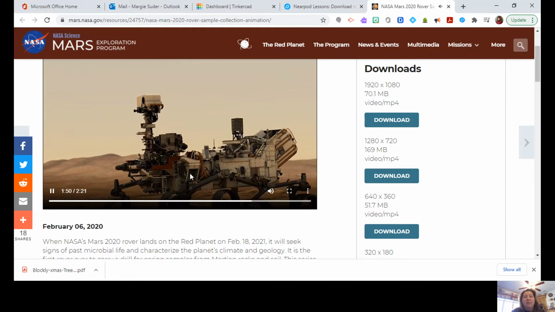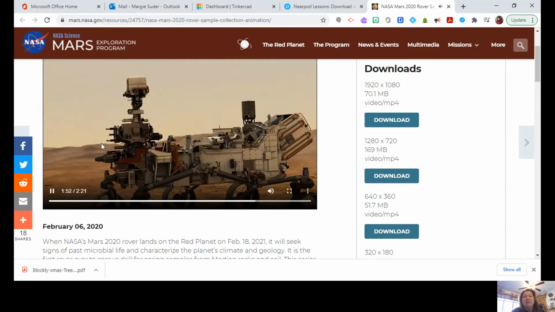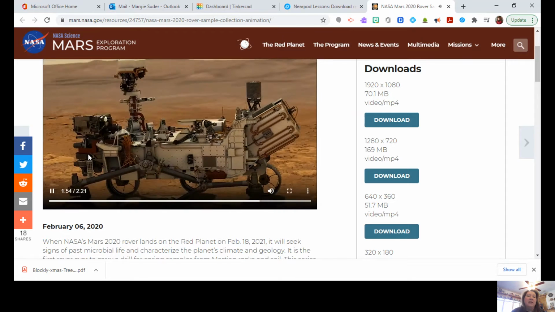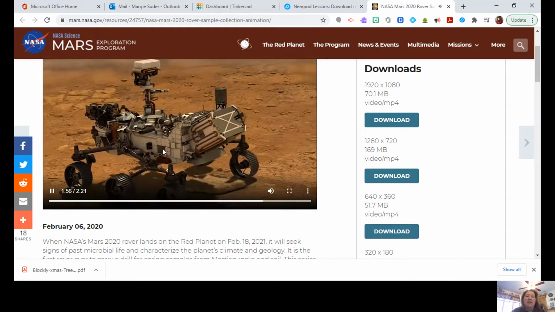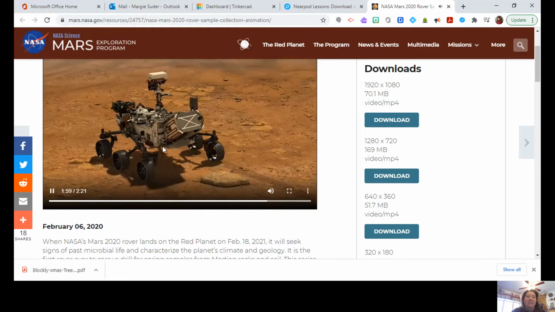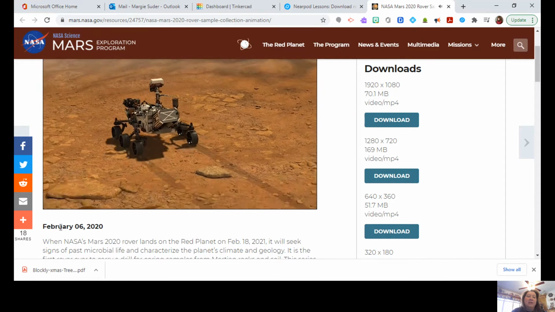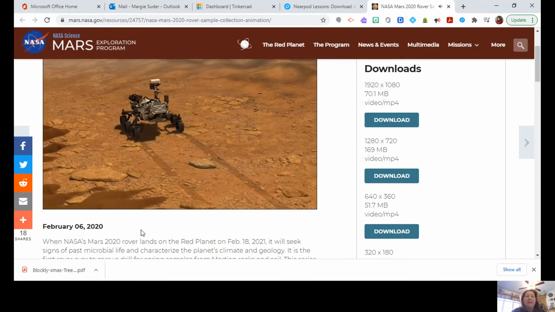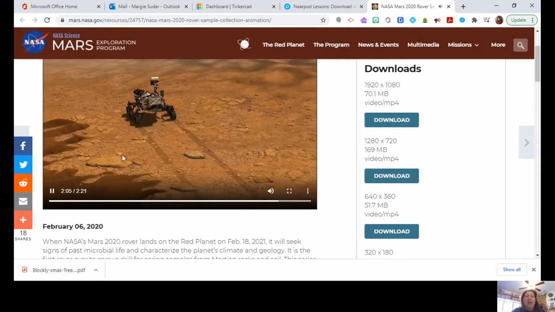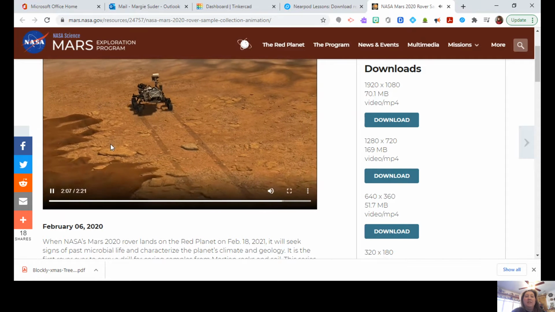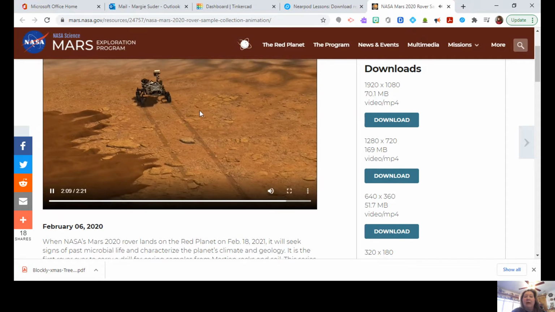Now it's going to travel to another part of Mars. It's going to take another core sample and keep analyzing and sending that information back to NASA. So as you can see here, it was launched February the 6th of 2020, and we are watching to see what kind of information we're getting back.